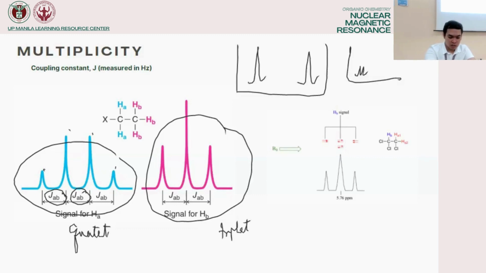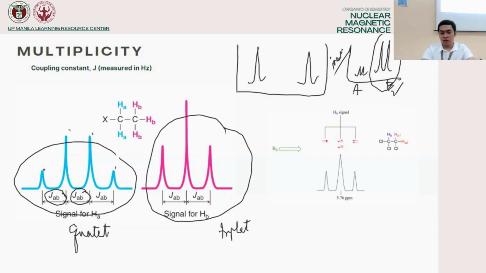How about this? Doublet? Ano lang difference? When it comes to integration. Intensity kasi ito eh. Intensity or integration. Pares silang doublet, but is this a much more intense or less intense signal? More intense. Sinong mas maraming hydrogen dito, A o B? Ang mas maraming hydrogen, si B, kasi high ang intensity niya.